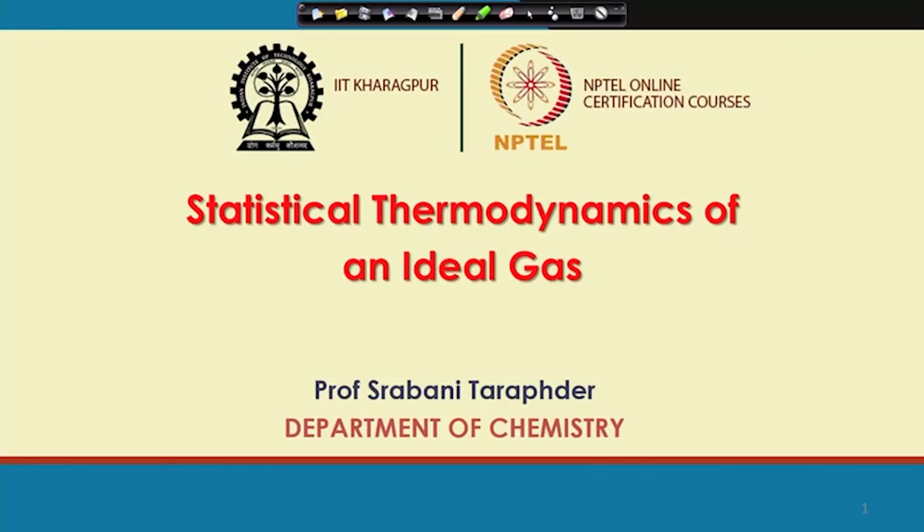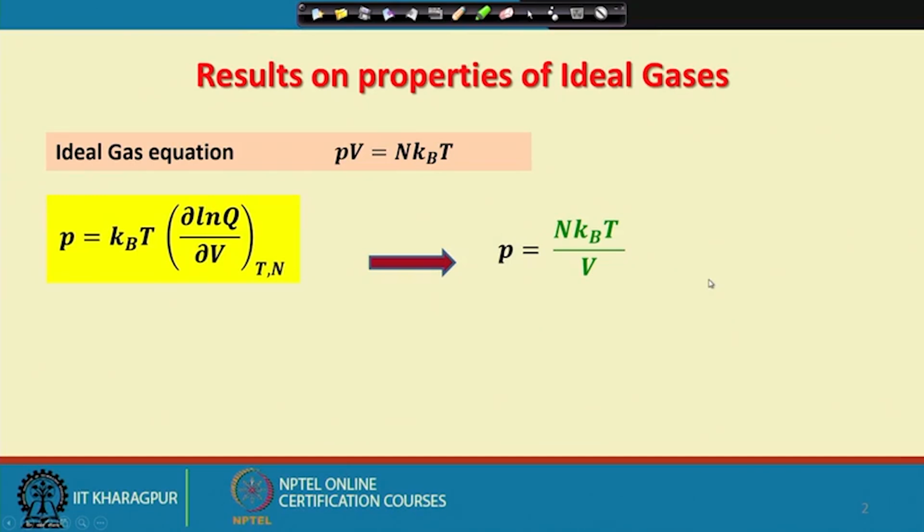Welcome back. We shall continue our discussion on how we can use the framework of statistical thermodynamics to understand how we can correlate the contribution of underlying translational motion and internal structure in the case of an ideal gas. And we have already seen how we can write down the ideal gas equation starting from the Hamiltonian of the system.